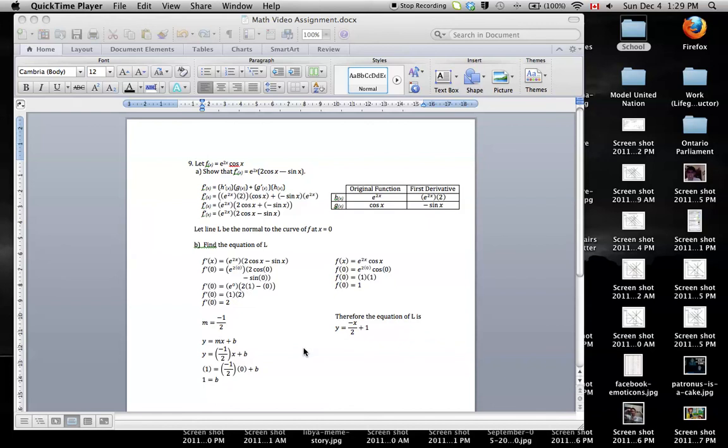Now we have all the pieces for the line. Now we just have to sub it in to this equation, and we will get the equation of the line, which is y equals negative x over 2 plus 1.